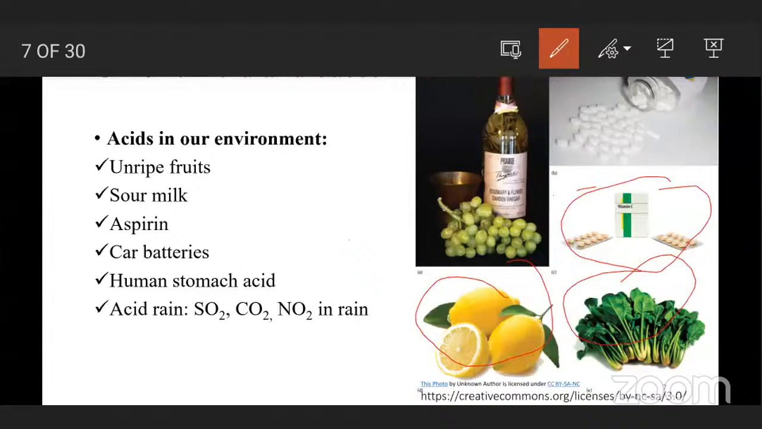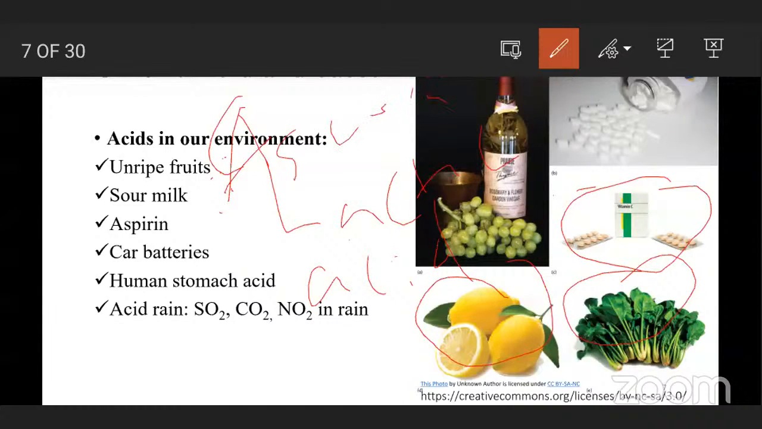So an acid, you can find it in our environment in sour milk. You may be talking about maybe lactic acid. You may find that one in sour milk. You may find some maybe ascorbic acid in fruits, or maybe citric acid in some citrus fruits.